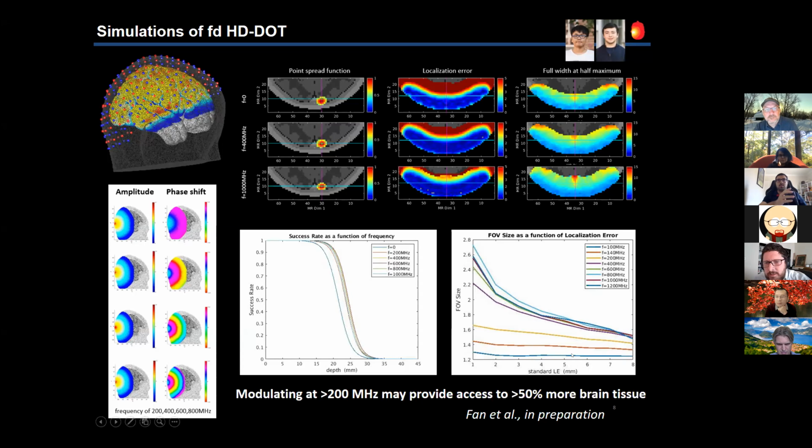And one of the interesting things that comes out of this is if you include the field of view in terms of voxels that have a localization error less than the point spread function of DOT at that voxel, you actually have access to more than 50% more of the brain tissue than you have with CW alone. So we think that this has a lot of interesting implications moving forward.